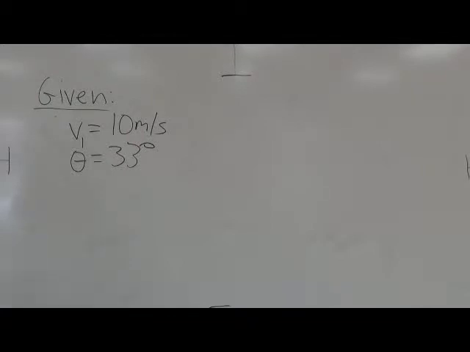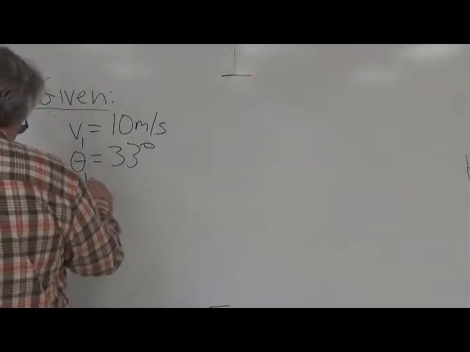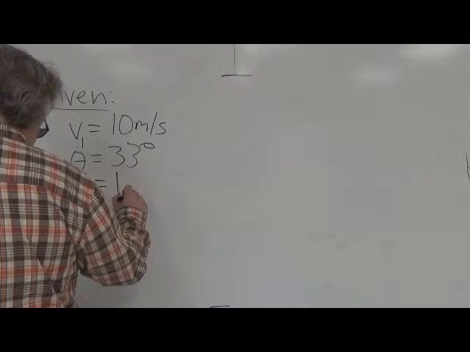Alright, what else do we know? We know that we have a vector right now. It has magnitude and it has direction. And we want to know how far the ball travels horizontally if it was in the air for 1 second. So, we were given time. So, the time is 1 second.